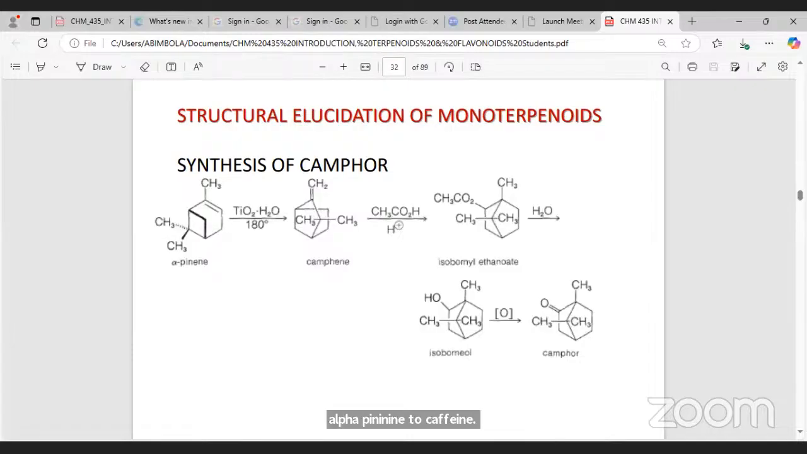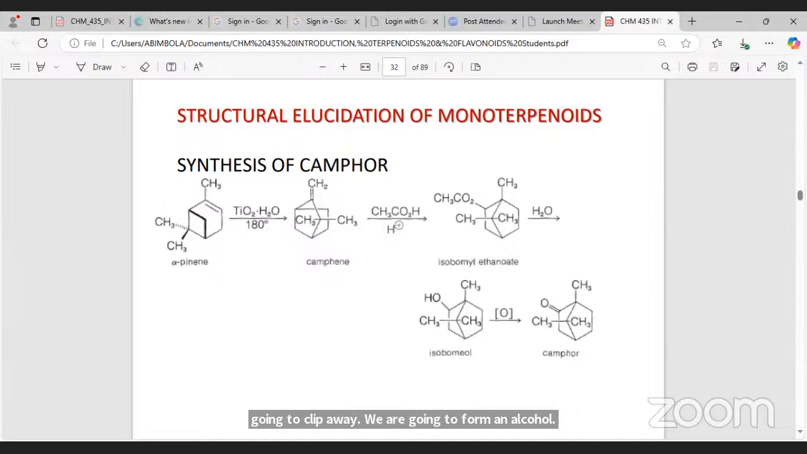Then when I do acidification, remember, in the presence of an acid we are going to form an ester, like esterification. From alpha pinene, we form camphene, and then we form isobornyl ethanoate, which is an ester. Now, under hydrolysis of this ester, what happens? Remember, the reverse reaction of esterification is hydrolysis. So when we hydrolyze, the ester part of this compound is going to cleave away. We are going to form an alcohol. Then when we oxidize, we form our camphor.